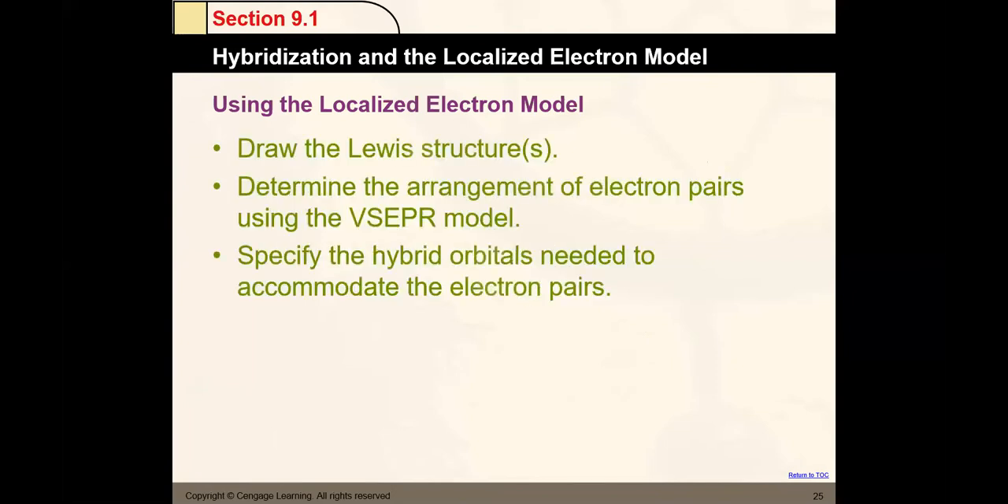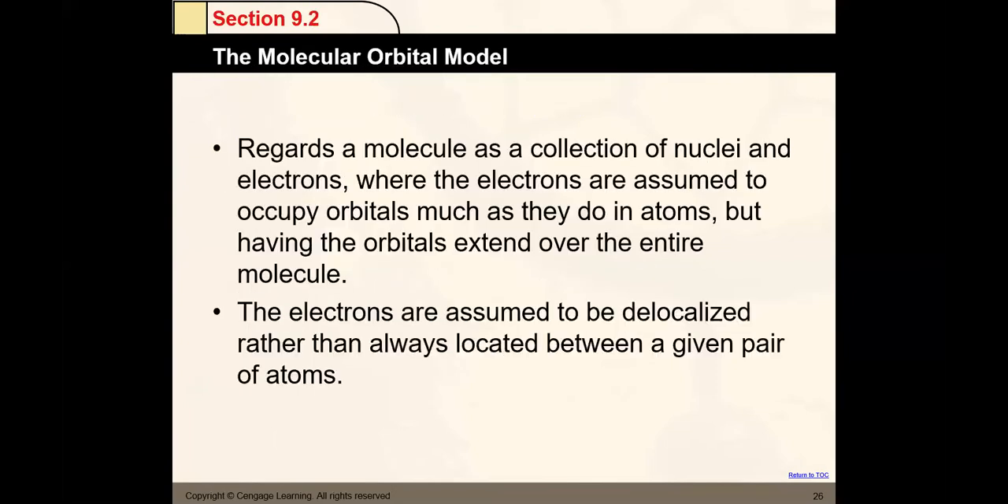Now that we finished hybridization, we will go to another section, which is about molecular orbitals, called the MO. The MO explains how this bonding occurs. For example, how can you form this sigma or this pi bond?